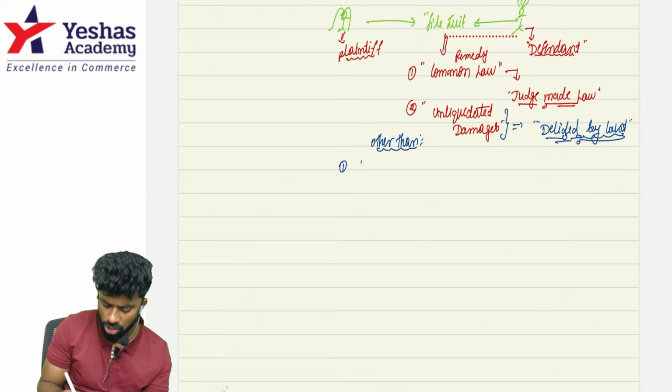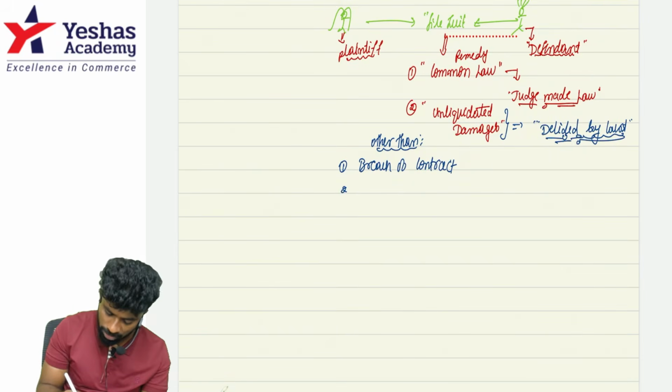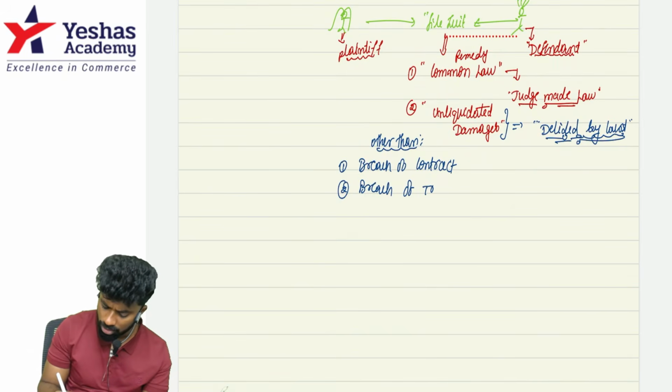Yes, a breach of contract is a civil wrong. Then the breach of trust, is it a civil wrong? That is also a civil wrong. And then there is equitable obligation.